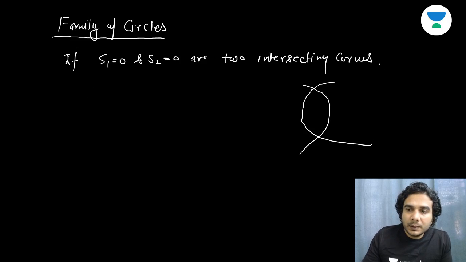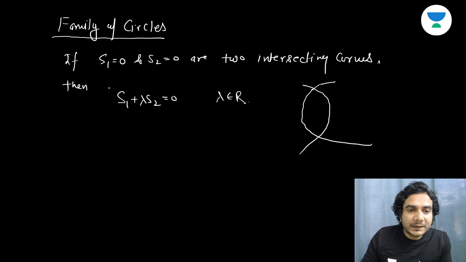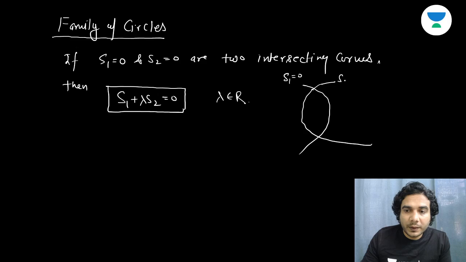Then S1 plus lambda S2 is equal to 0. This lambda is any parameter, lambda belongs to any real numbers. This represents a new curve, which passes through all the points of intersection of S1 equal to 0 and S2 equal to 0.